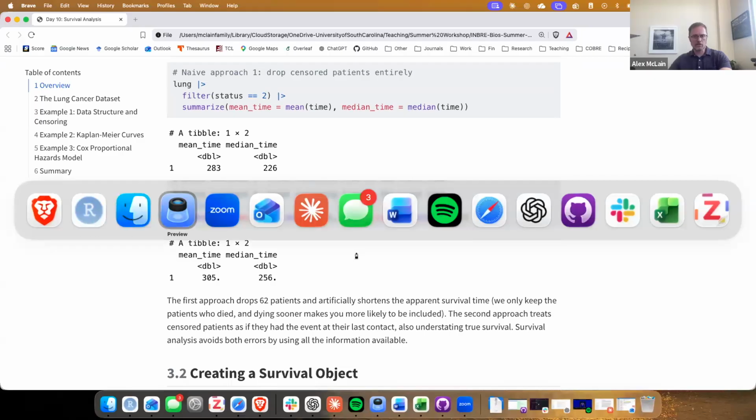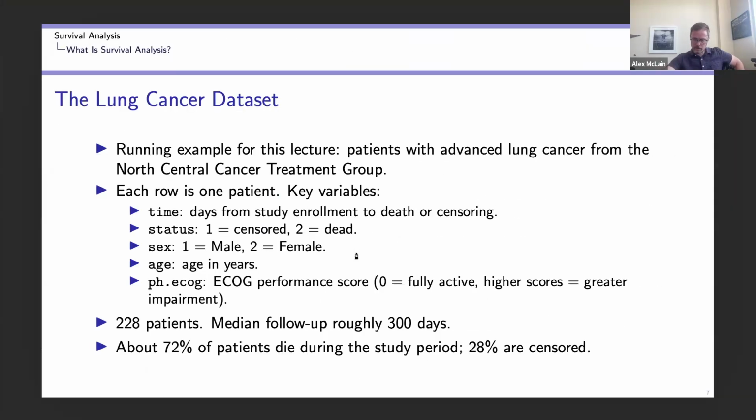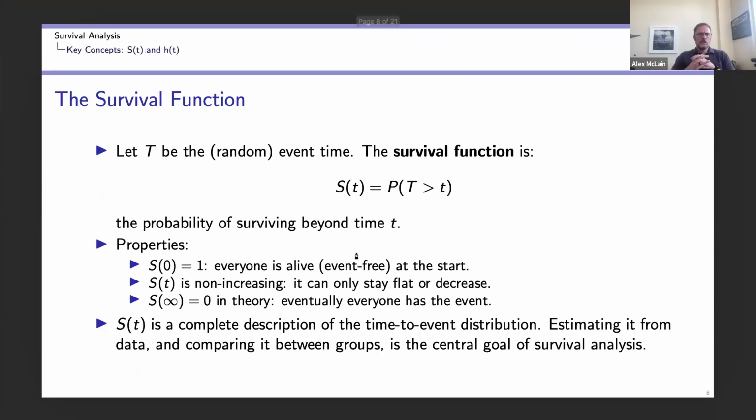Okay, let's go back to the notes and talk a little bit more about what we will be estimating here. When we do a survival analysis, our main focus is the survival function. This is usually denoted by S of t, and it's equal to the probability that the survival time is greater than whatever value we're looking at. So if we look at S of 30 in the study, that would be the probability somebody would survive longer than 30 days. If you look at S of 300, what's the probability that someone would survive longer than 300 days? These are mainly what is going to be of interest. What are the survival probabilities?